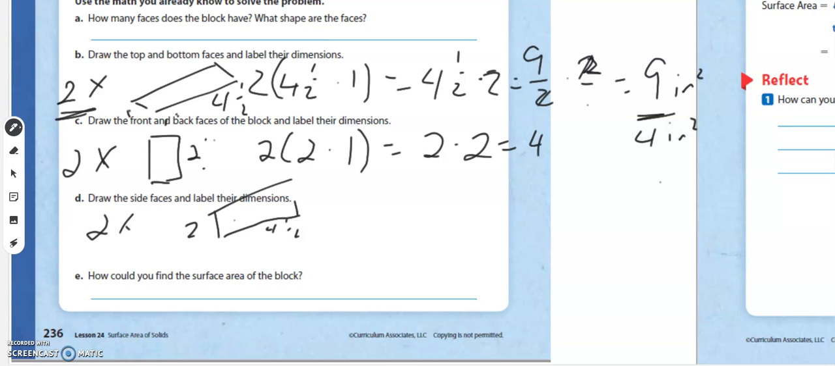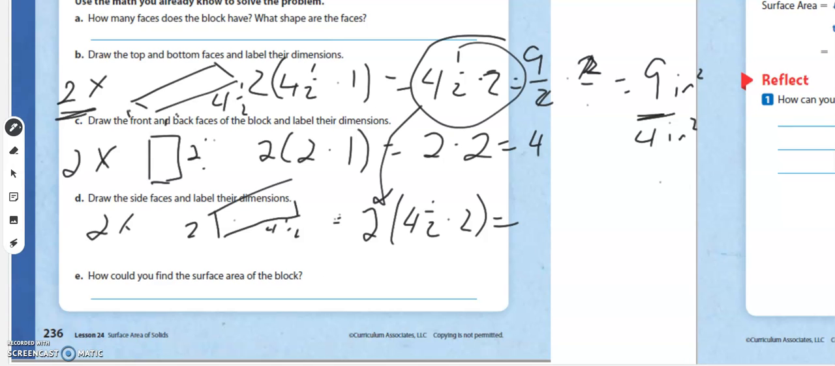And then again we have, this is the same size as, I'll say 2 times 4.5 times 2. It's the exact same as this one right here. So it's 9 plus 9 plus 4. So it's 18, 19, 20, 21, 22.